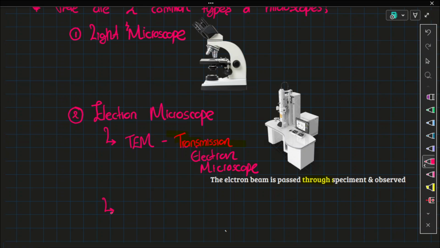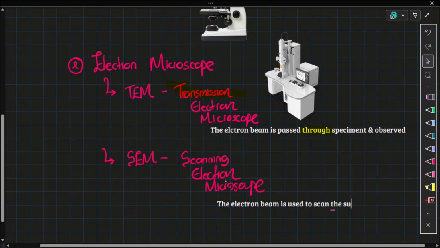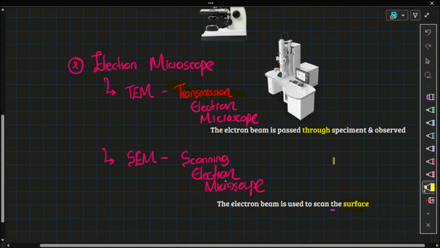Then what's on the other end of the spectrum? That will be the SEM. We call this the scanning electron microscope. Not micrograph, microscope. I keep saying micrograph. Scanning electron microscope. Right. What about this one? The electron beam here is used to scan the surface of whatever specimen it is and then observe it. So it's just a surface scan.